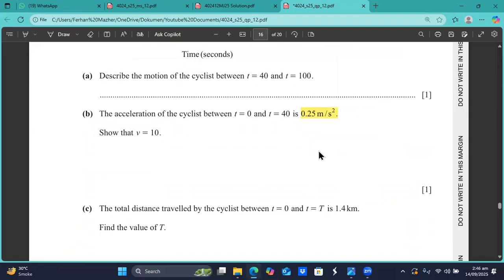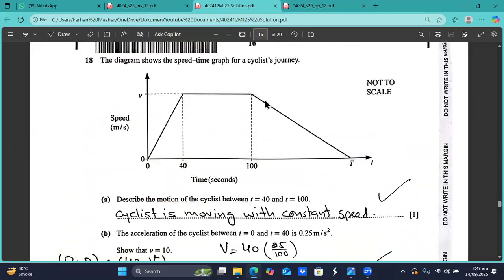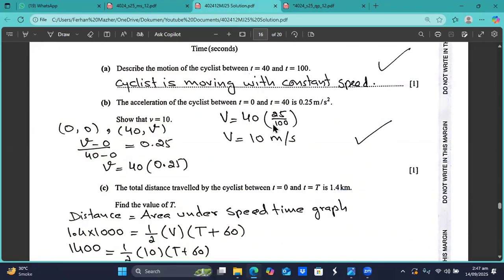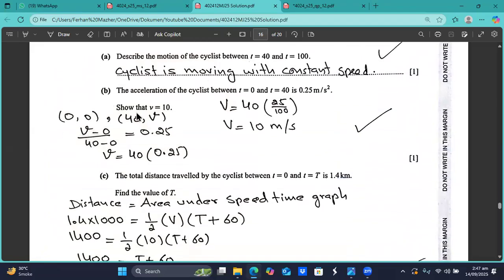Okay, so that will be equal to the acceleration, the gradient of that line. I will take two points on that line, (0, 0) and (40, V), and find the gradient and make that equal to 0.25. So here we took two points: V minus 0 divided by 40 minus 0. The gradient is y2 minus y1 divided by x2 minus x1. So V will be equal to 40 times 0.25, and V will be equal to 40 times 25 by 100. So V will be equal to 10.